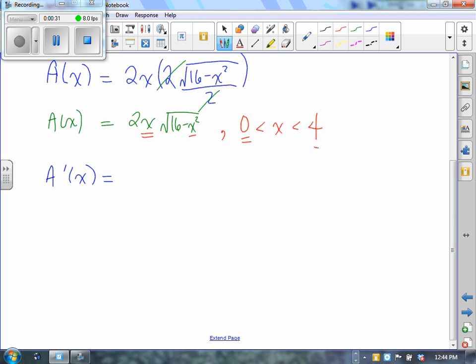Notice that we do have a product. So let's apply the product rule, where we're going to take the derivative of the first and multiply it by the second. To that, we're going to add the first term multiplied by the derivative of the second function that's there. So we have the root of 16 minus x squared. Now do recall that that is equivalent to 16 minus x squared to the 1/2.